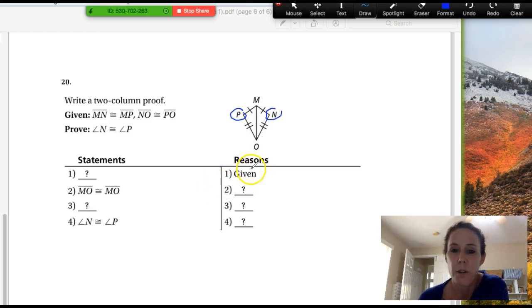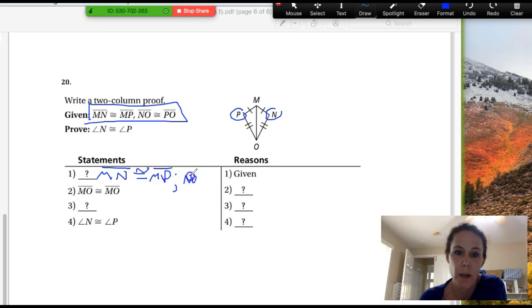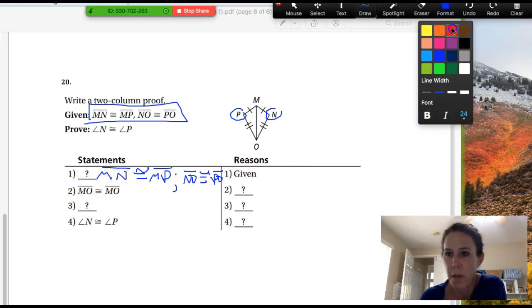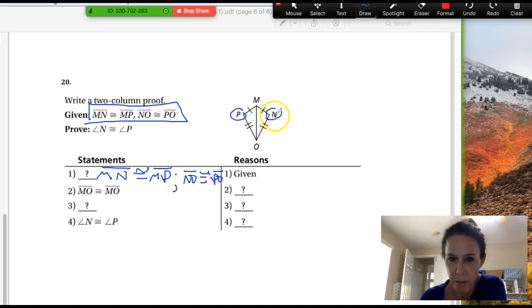All right, so the first statement we always start with is the given. So I'm going to take this and I'm going to restate it. MN is congruent to MP and NO is congruent to PO. Okay, the given. Then MO is congruent to MO. That's the next step they go. Now I like to look at my figure. I'm trying to prove these are congruent.